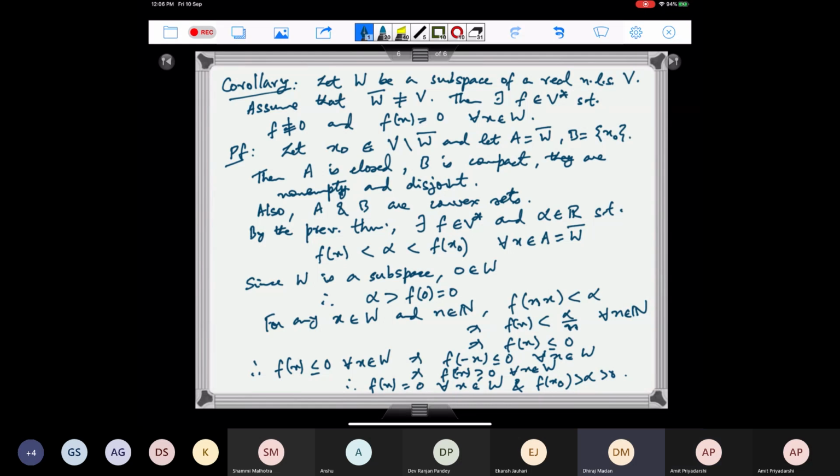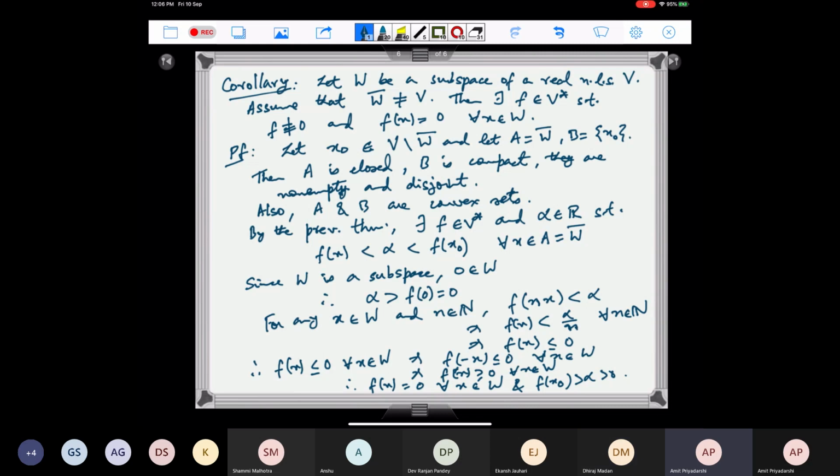Maybe we can take the relative interior, which will also be open. But then we won't be able to apply that previous one, right? So I don't know. You can think about it and then let me know later if you think that it can be done.